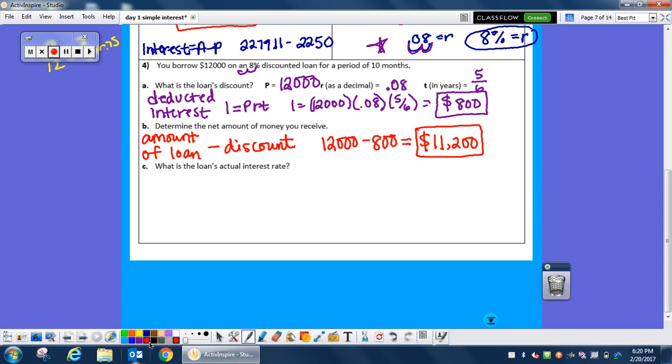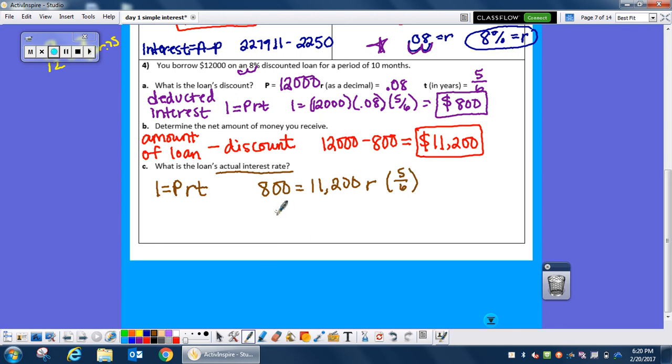Okay, and so then they want to calculate the actual interest rate using our numbers. Okay, so here's where it gets a little tricky. We're going to use this formula, okay, and the interest is what we initially paid. We subtracted that because we already paid it. So the I is 800. The principal is the amount of money we actually received. So we received 11,200. We don't know the rate, but we do know the time is 5/6 of a year.